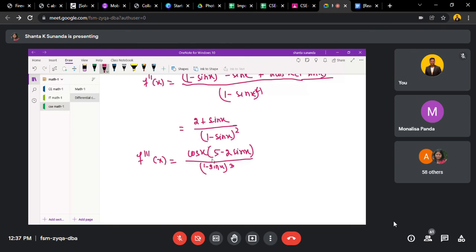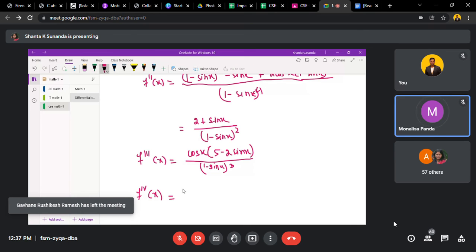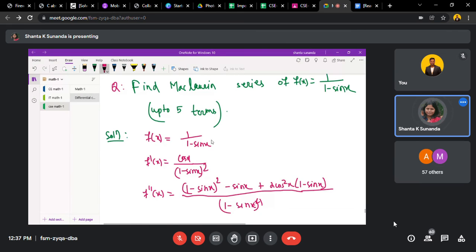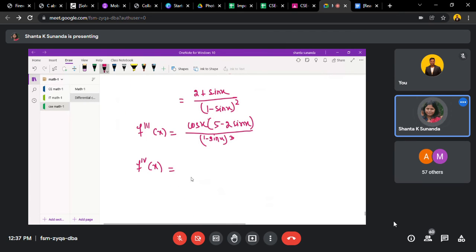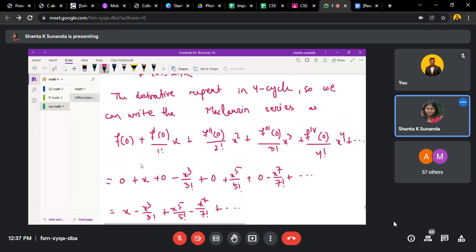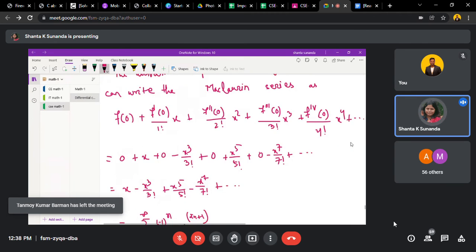Whole cube. And whether one more term we need, I think, since we are looking for 5 terms. How much is asked for this? 5 terms. So we will be getting 5 terms: 1, 2, 3, 4, 5. Fourth order derivative also we need, I think. So what is the fourth order derivative?